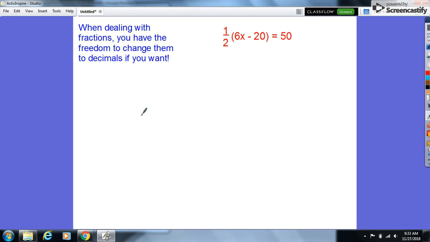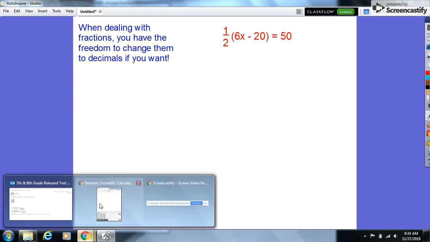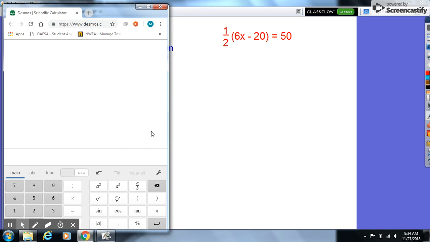So now we're going to deal with one that has a fraction. When dealing with fractions, you do have the freedom to change them into decimals if you want. However, I'm going to show you a couple things. Thing one, let's pull up that Desmos calculator. Here's how you would do a fraction on the Desmos calculator. It's pretty easy. There's this little fraction button, this A over B button. I would type that in, 1, 2, move my cursor over so that I'm out here.